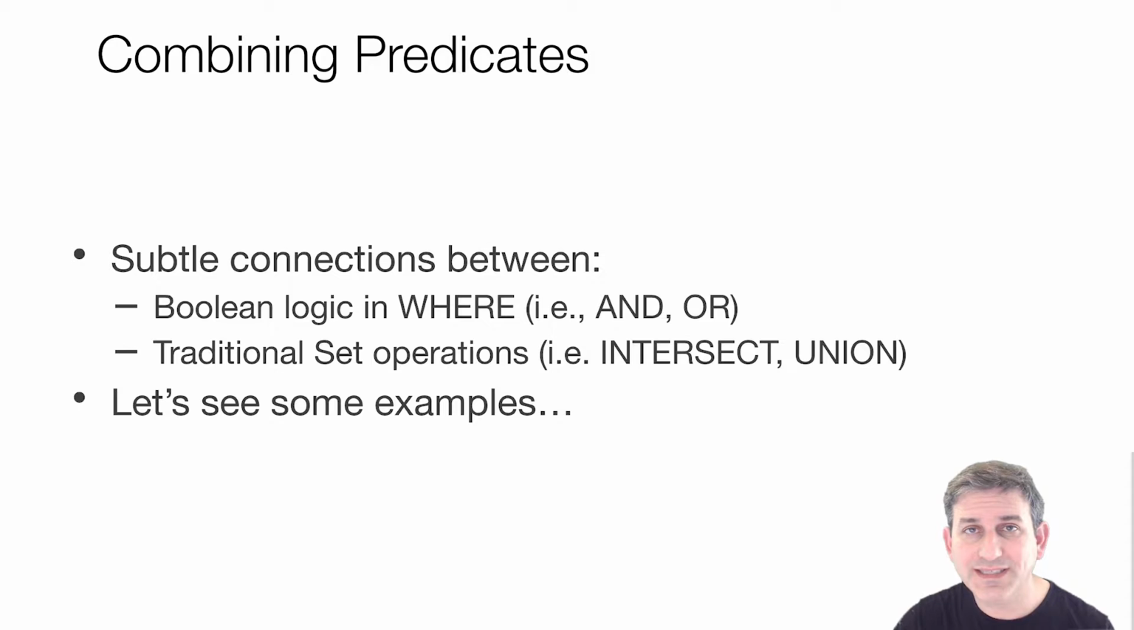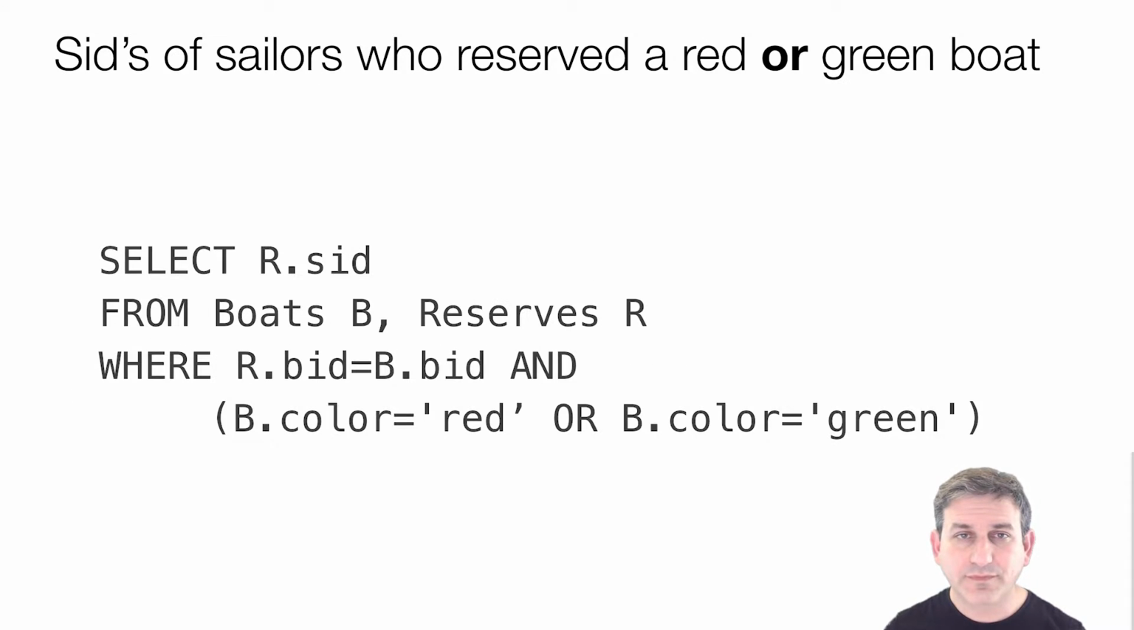So let's see some examples to illustrate how this works. First, we're going to look at SIDs of sailors who've either reserved a red or a green boat. All right, we're going to do this with our Boolean logic in the where clause. So we're taking from the boats and reserves table the cross product of those two tables, but we're restricting it in the where clause to matches on BID. So we're looking for reservations for particular boats identified by BID.